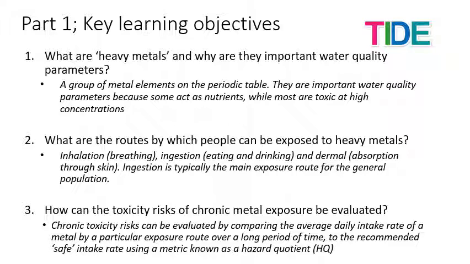So finally, we wanted to learn about how we can assess toxicity risks of chronic metal exposure. And we learned that we can do this by comparing the average daily intake of a metal of a particular group of people, averaged over a period of time, to recommended safe intake rates using a metric called a hazard quotient.